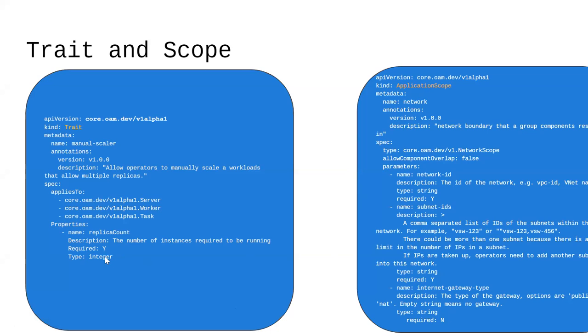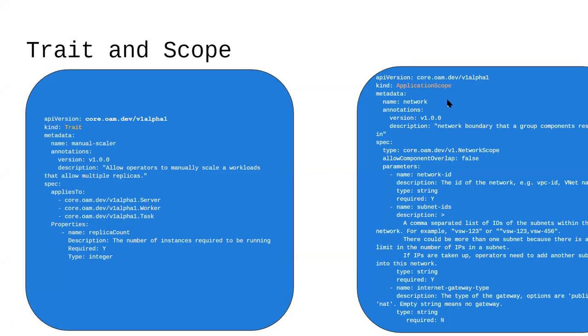So in order to know what parameters we need to fill out, you would visit the OAM specification and you can see what traits and scopes are supported. Here we have a manual scalar trait and it's fairly simple. You only need one parameter, which is replica count. You can see here, it doesn't apply to all of the various workload types, those being specific types of components, which makes sense. You wouldn't want to add a manual scalar trait to a singleton server because by definition, you should only have one instance of a singleton server running at any time. So we're setting up some guardrails to set our relationship between our application developer and application operator up for success.